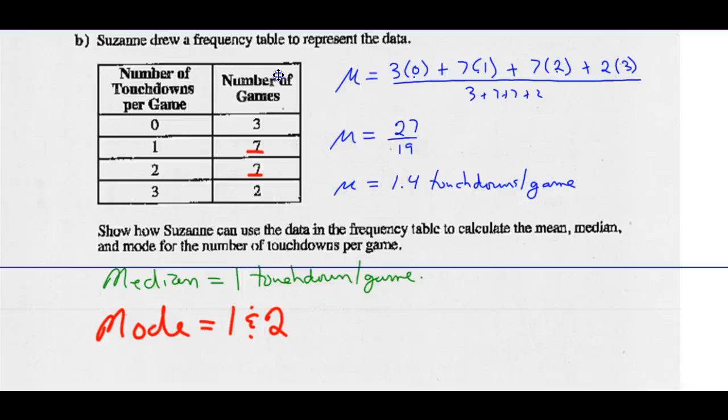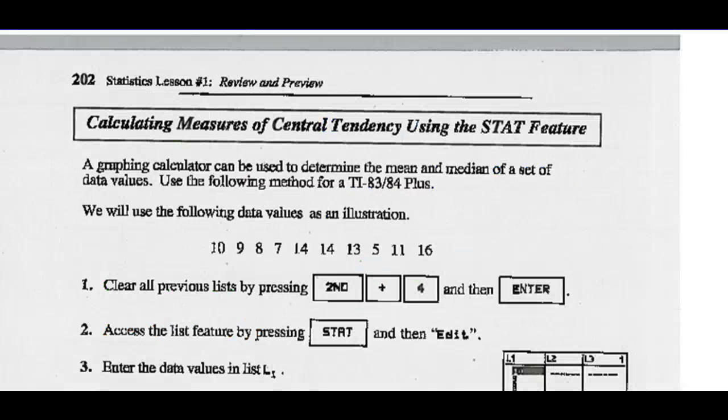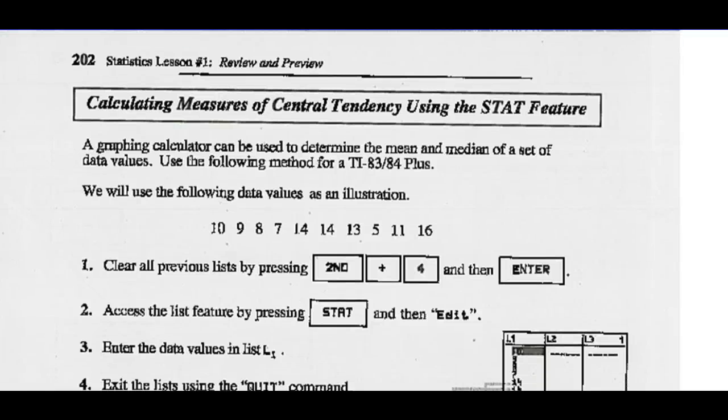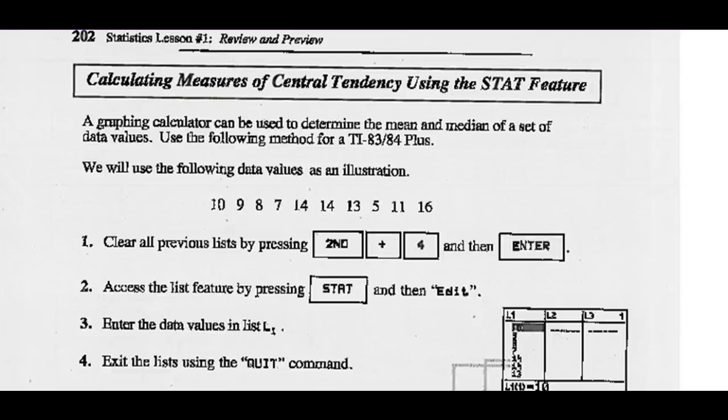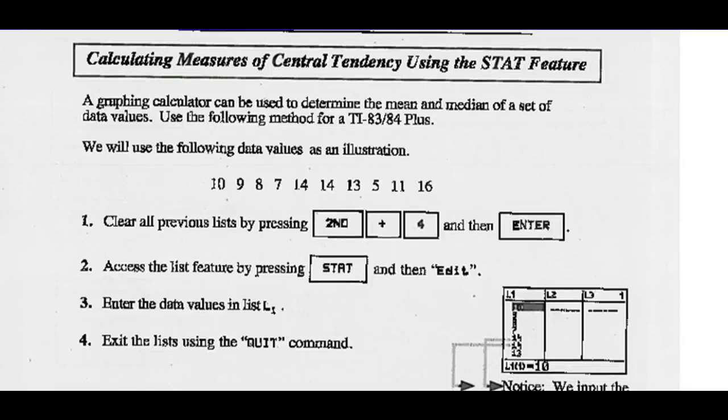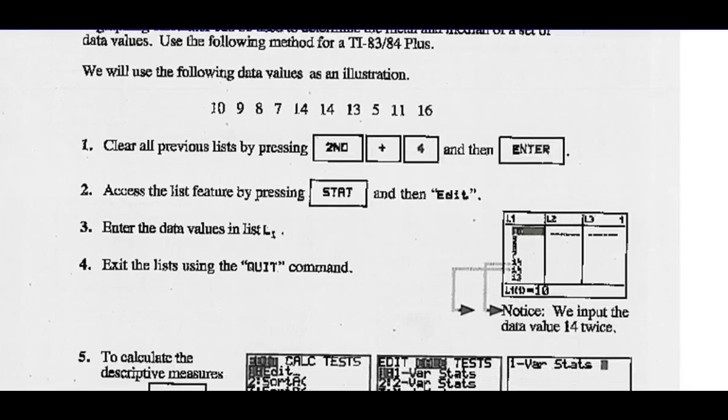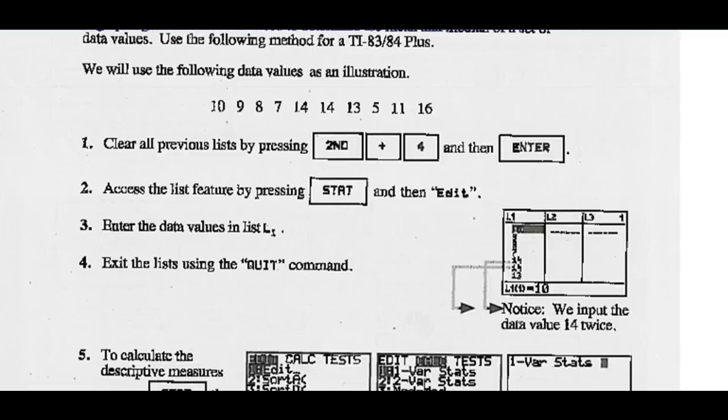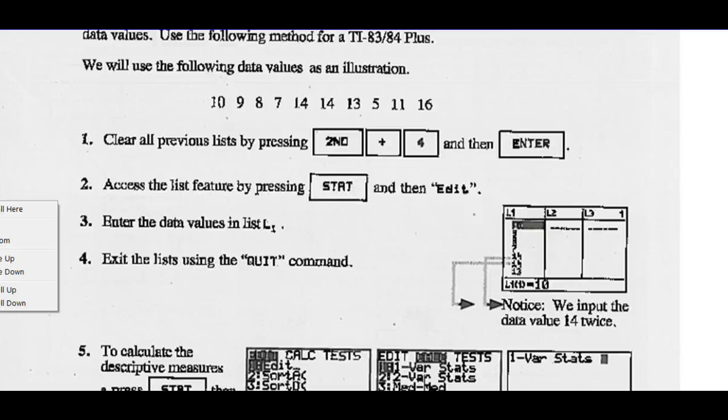Alright, so let's see what our calculator can do for us. We've done all that by hand. Alright, so on page 202, let's calculate the measures of central tendency using the statistics feature on our graphing calculator. So we will use the following data values as an illustration. It gives you the things we're supposed to do. I want you guys to follow along on your calculators, and we'll go through this example.